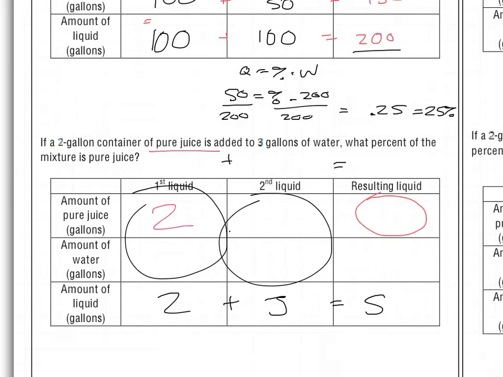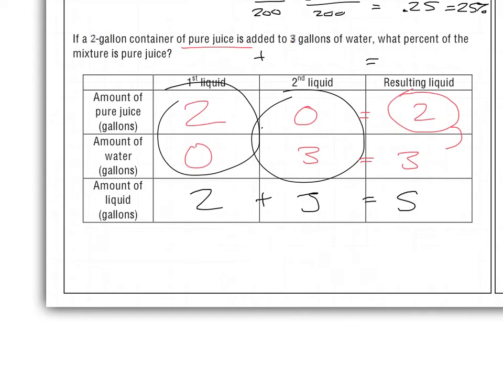So this is going to be a 2, and there's no water. The second one is just pure water. So there's no juice and 3 gallons of water. So our resulting liquid has 2 gallons of juice, and really that's enough to figure out what we need. But as a quick check, everything does add up. So again, Q is equal to percent times whole. We're looking for the percentage of the total that is juice, so 2. And when we go ahead and solve that, that's going to give me 0.4, or 40%.